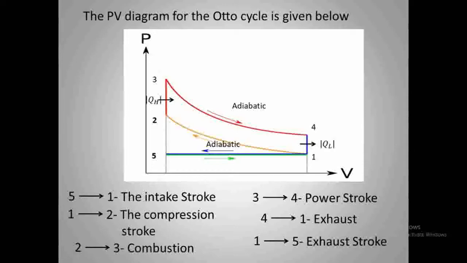We can calculate the efficiency of a gasoline engine. That we will learn in the next class.